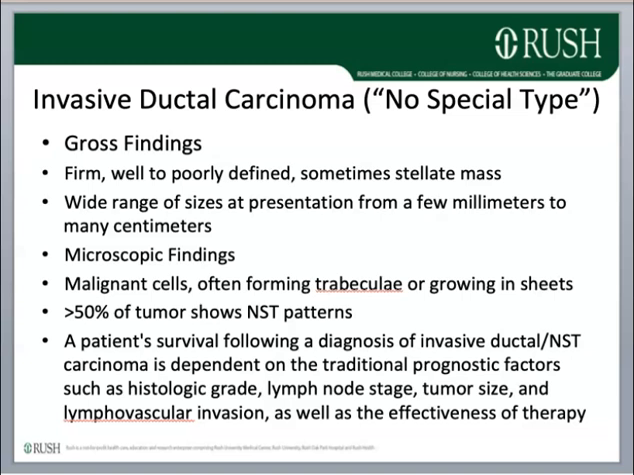Microscopically, these may form trabecular, sheet-like, acinar or glandular, or nested types of patterns. More than 50% of the tumor shows these no special type patterns. The stroma may be desmoplastic or collagenous, and there may be minimal stroma. The tumor cells also show a variable degree of differentiation, and this is reflected in how the tumors undergo histologic grading.